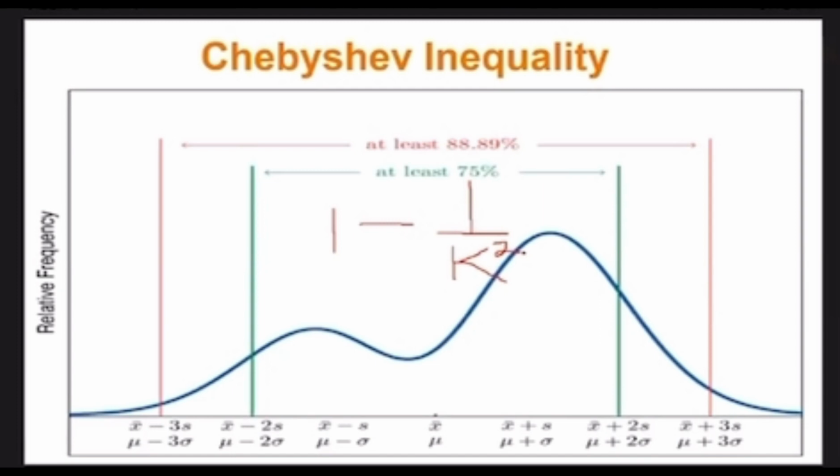Which means you may not be able to figure out if you're interested in within one standard deviation using the Chebyshev. It's not going to make sense because it's going to tell you minimum 0%. Take a look at that. This is Chebyshev. Okay, so take a look at that.